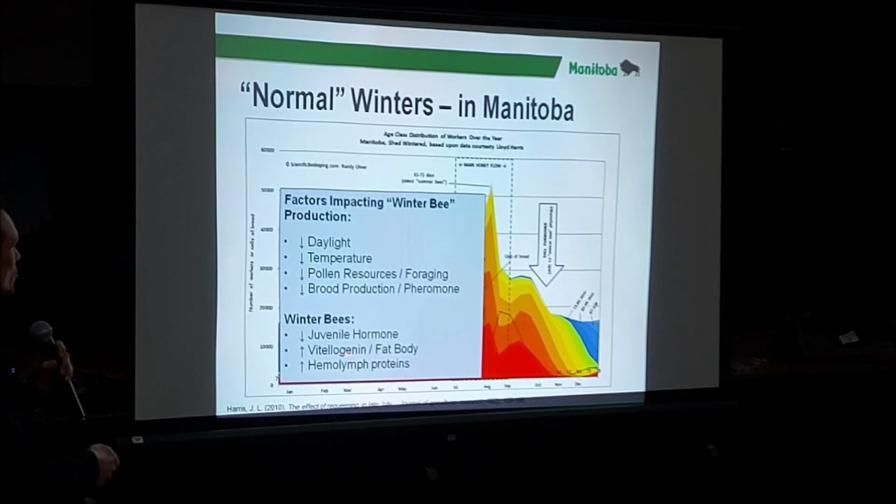The amount of vitellogenin, which is a special protein produced by the bees, increases dramatically, and that leads to the development of increased fat body on the bees as well, which allows them to survive much longer into the winter, as well as hemolymph proteins and other proteins that are much more prevalent in those winter bees.